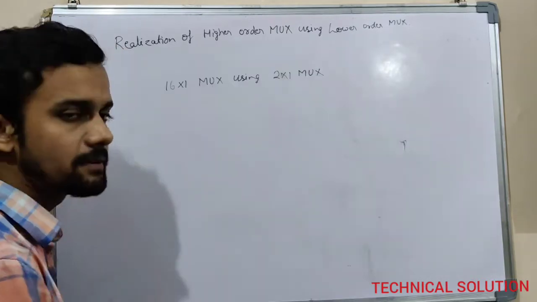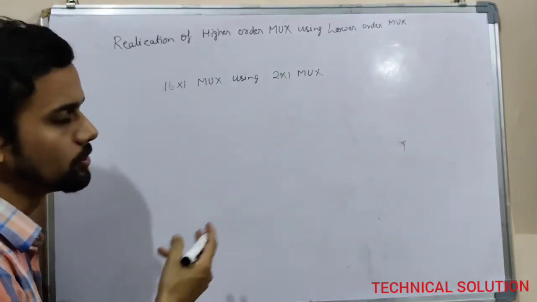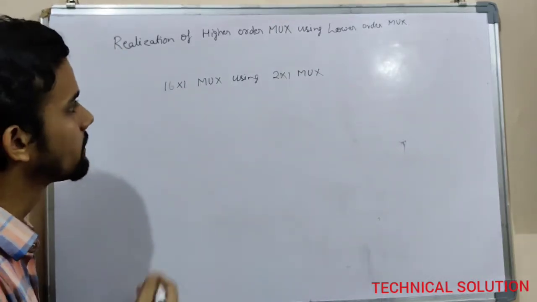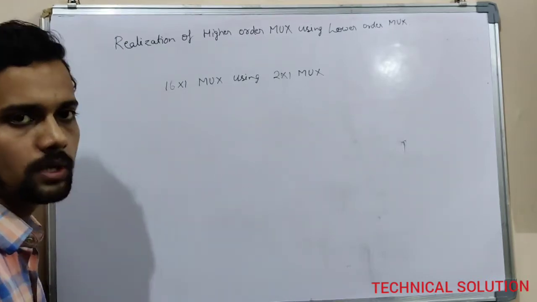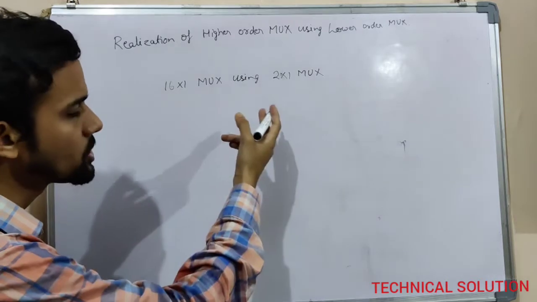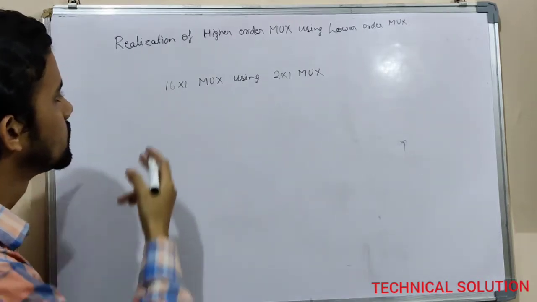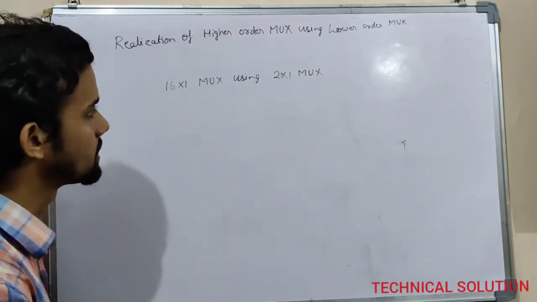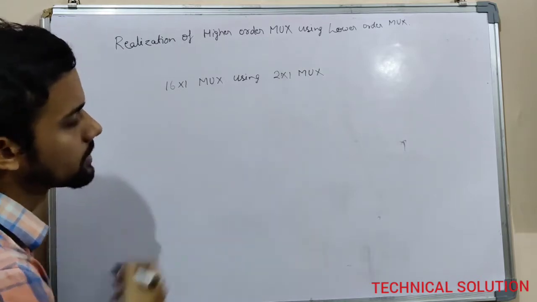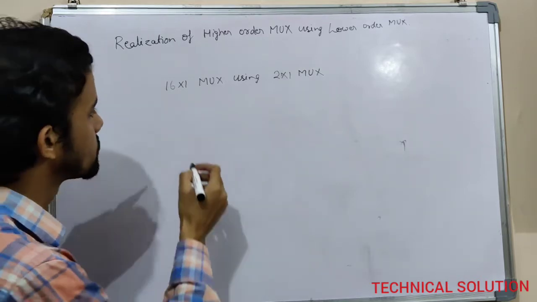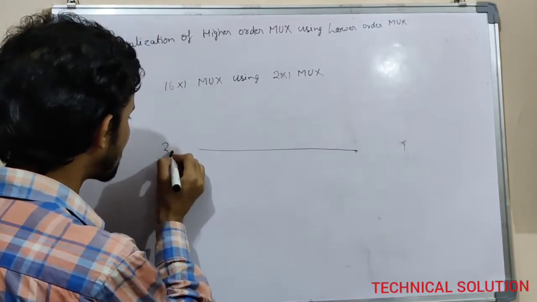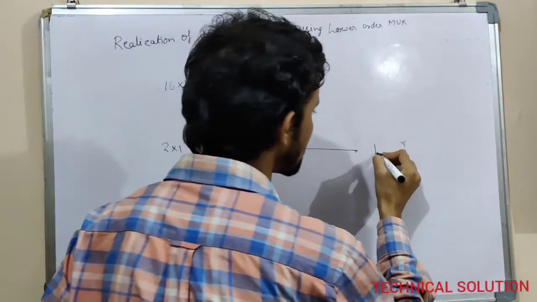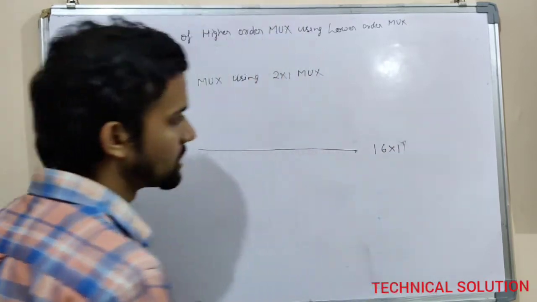As we design a 4x1 multiplexer using a 2x1 multiplexer, in a similar way we can also design a 16x1 multiplexer using 2x1 multiplexer. So how many 2x1 multiplexers are required to design a 16x1 multiplexer? We can calculate without designing this multiplexer. So how to calculate this?